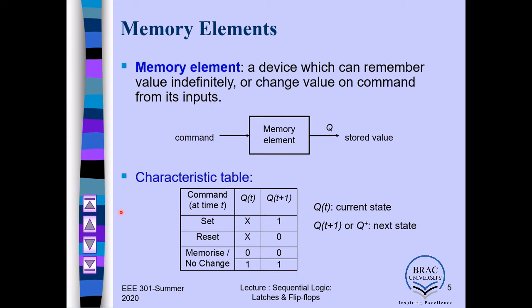The characteristic table is like this. You are given a command: set, reset, or memorize, meaning no change. Q(t) is your current state. For set, the current state is don't care, it could be either 0 or 1, and the future state is 1. For reset, the current state is don't care, and the future state is 0. For memorize, current state 0 gives future state 0, and current state 1 gives future state 1. That means no change.